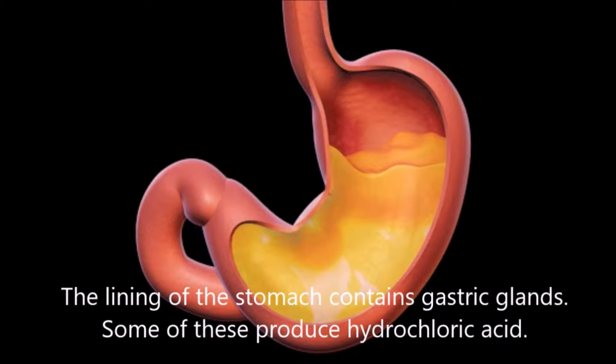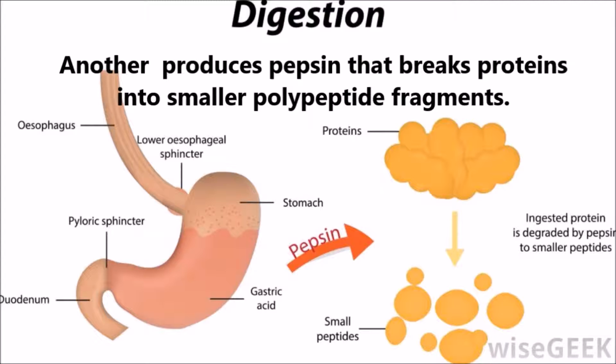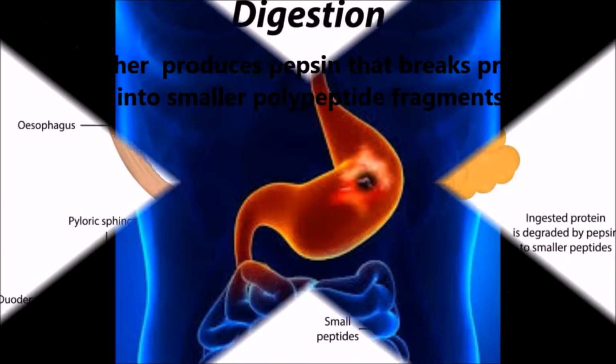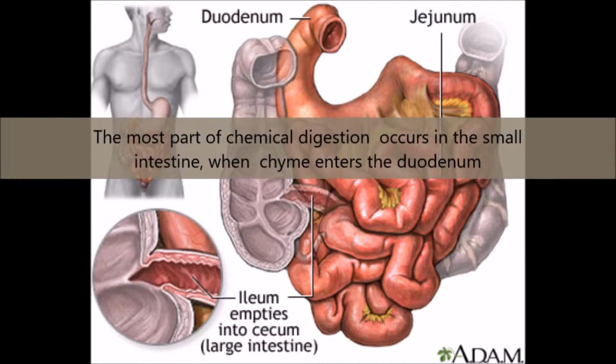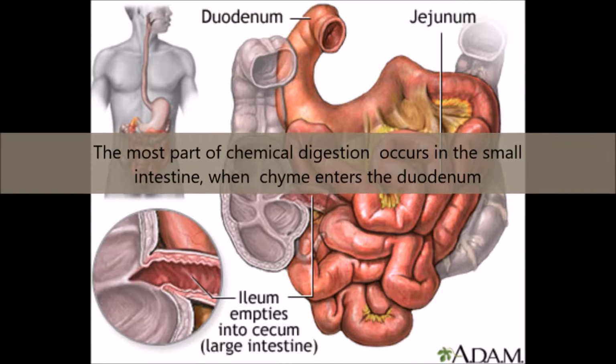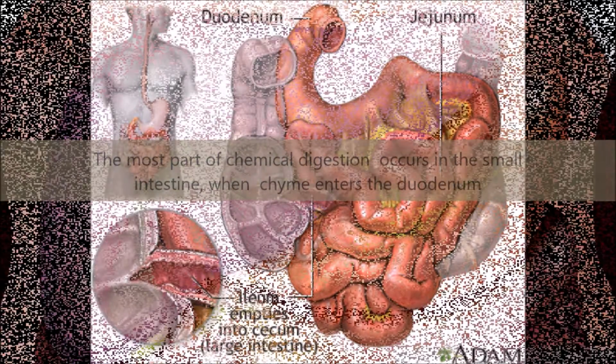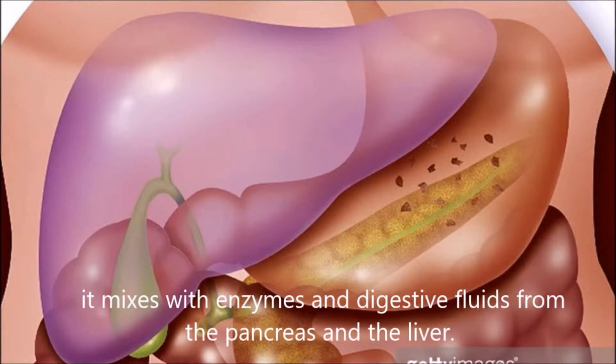The lining of the stomach contains gastric glands. Some of these produce hydrochloric acid. Another produces pepsin that breaks proteins into smaller polypeptide fragments. In the stomach there also exists a gland that produces mucus that lubricates, and the most part of chemical digestion occurs in the small intestine. When chyme enters the duodenum, it mixes with enzymes and digestive fluids from the pancreas and the liver.